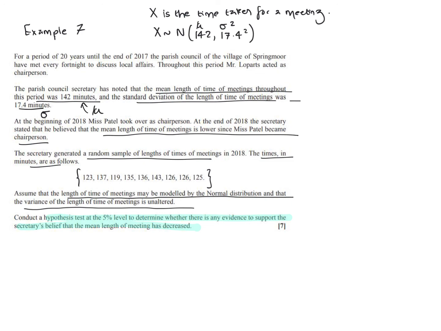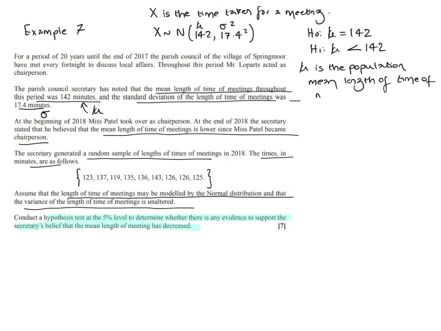Now, our hypotheses first of all. So the information's in the third paragraph. H0, status quo, mu equals 142 minutes. H1, mu is less than 142 minutes. Mu must be defined and is the population mean length of time of meetings. So really crucial that we write all of this down.